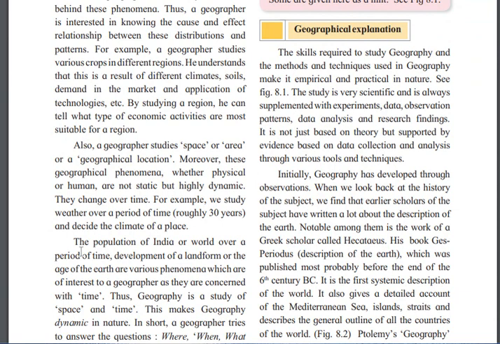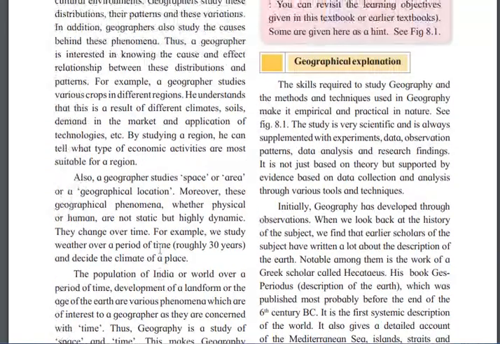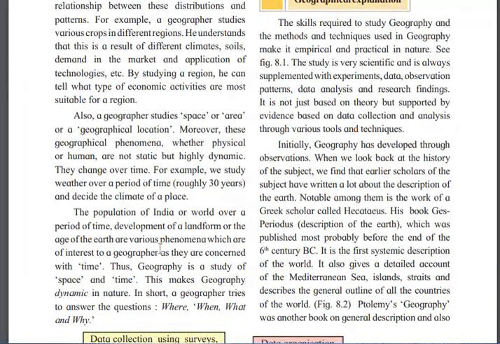Moreover, geographical phenomena, whether physical or human, are not static but highly dynamic. So both physical and human geography are dynamic. They change over time. For example, we study weather over a period of time, roughly 30 years, and that is the climate of a place. Okay. So basically, the Earth is totally dynamic, and our world is studying this weather over the last 30 years.